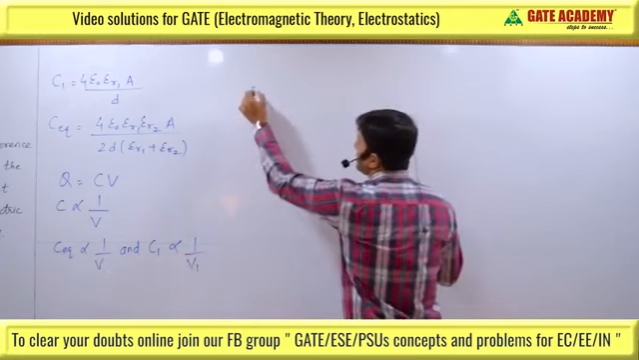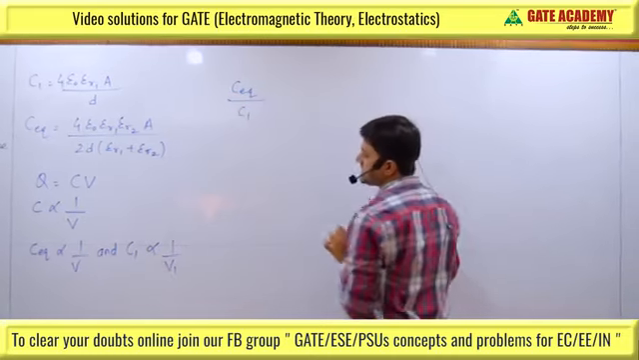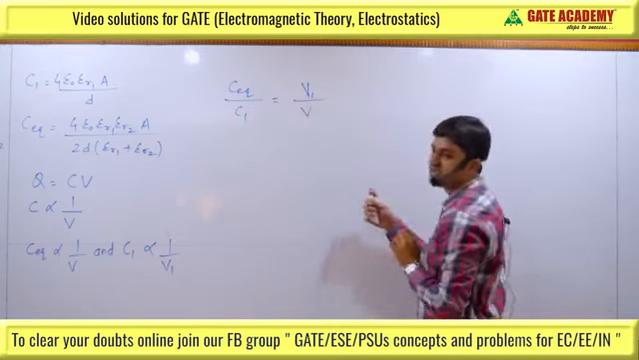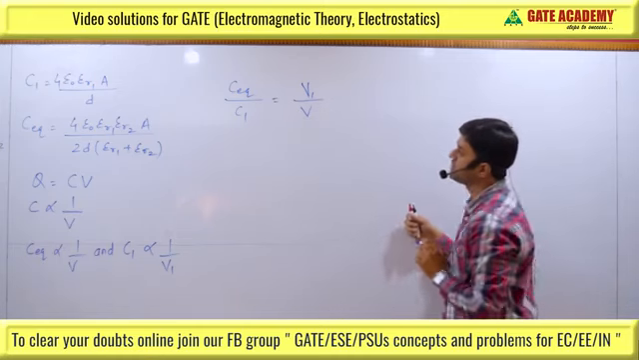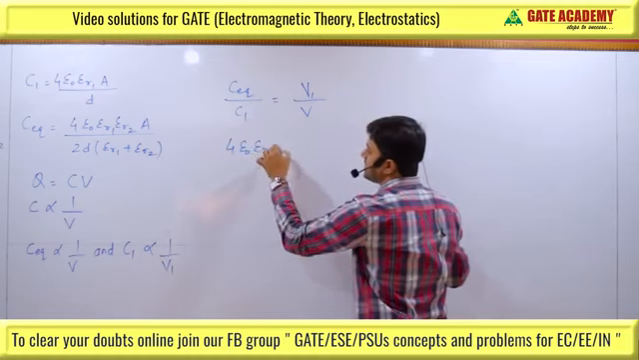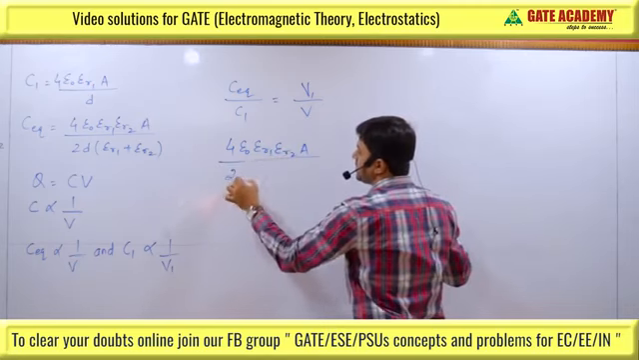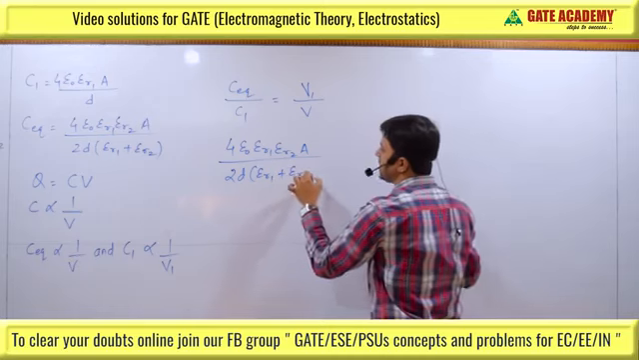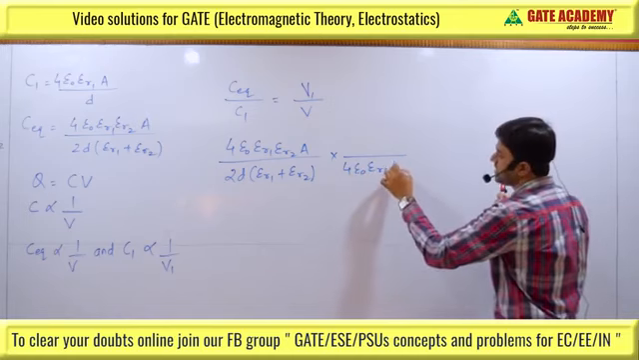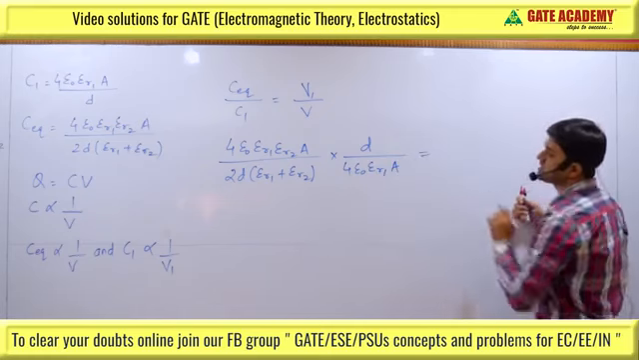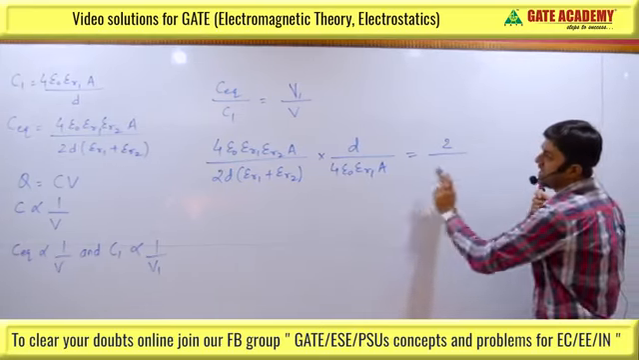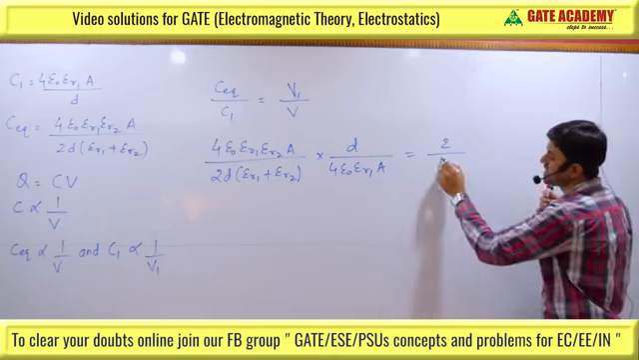So if we divide this, we will get C equivalent divided by C1 equal to V1 upon V. And the values of C equivalent and C1 we have calculated: C equivalent is 4 epsilon naught epsilon R1 epsilon R2 into A divided by 2D into epsilon R1 plus epsilon R2, and C1 is 4 epsilon naught epsilon R1 into A divided by D. This is equal to V1, the voltage across the plate and one of the surfaces, which is 2 volt, over the total voltage applied across the plates, which is 10 volt.